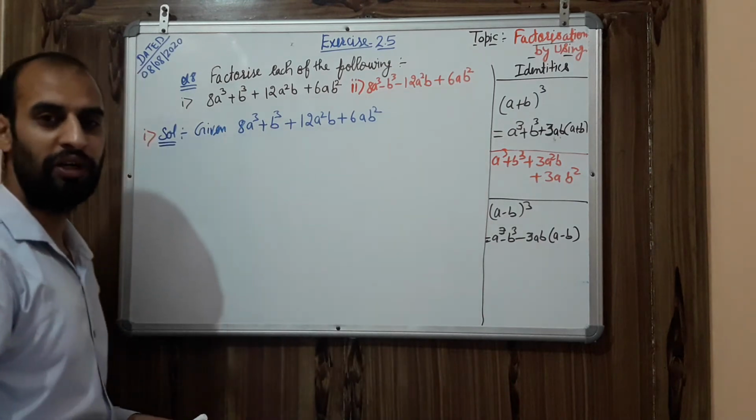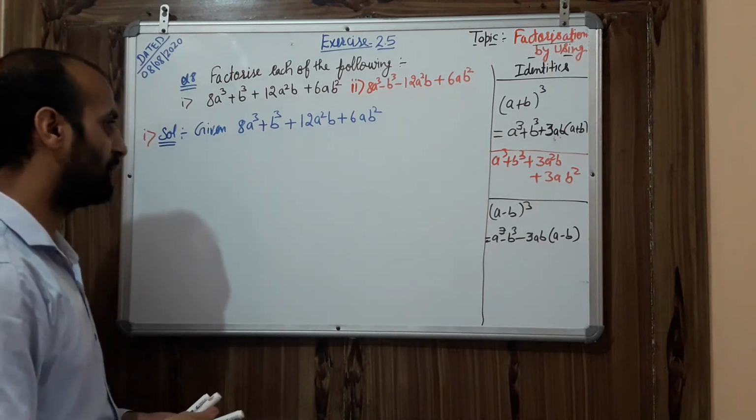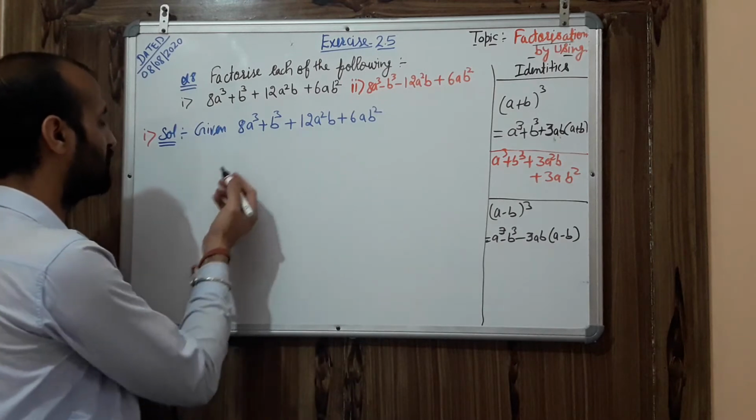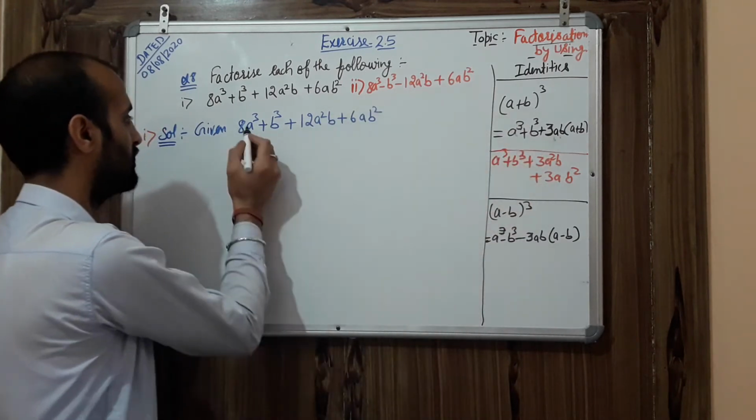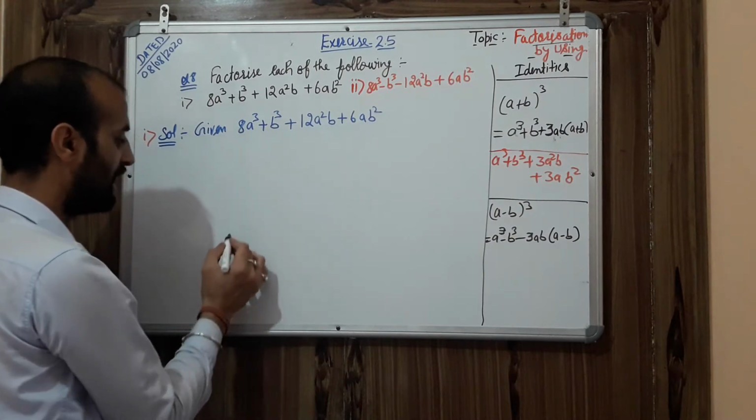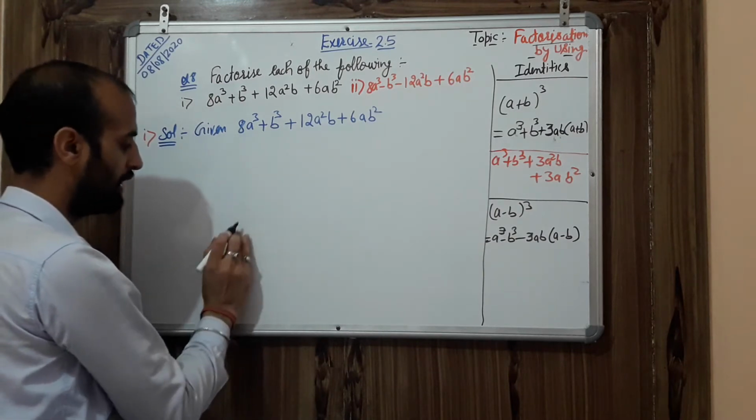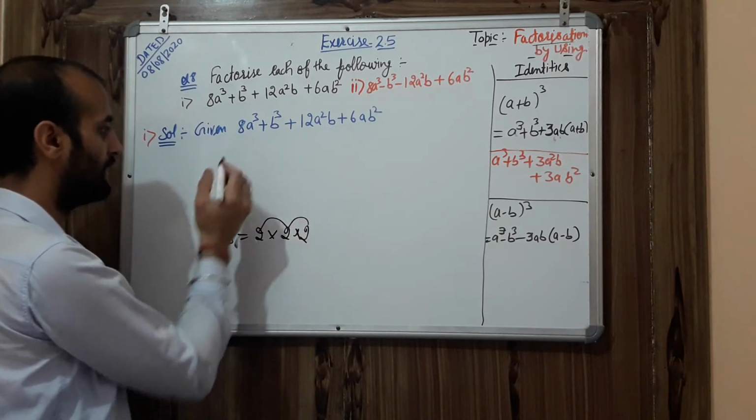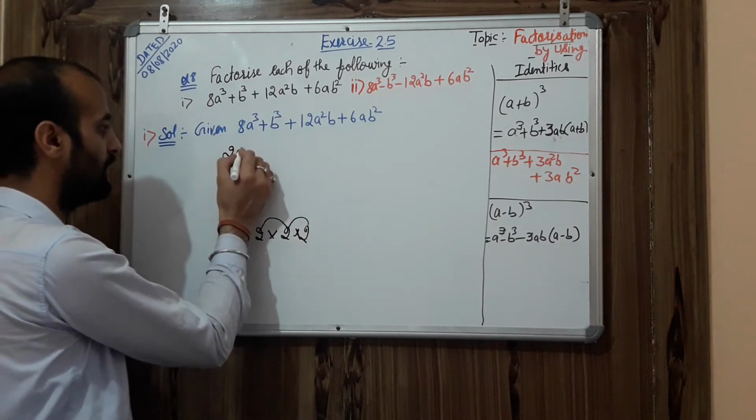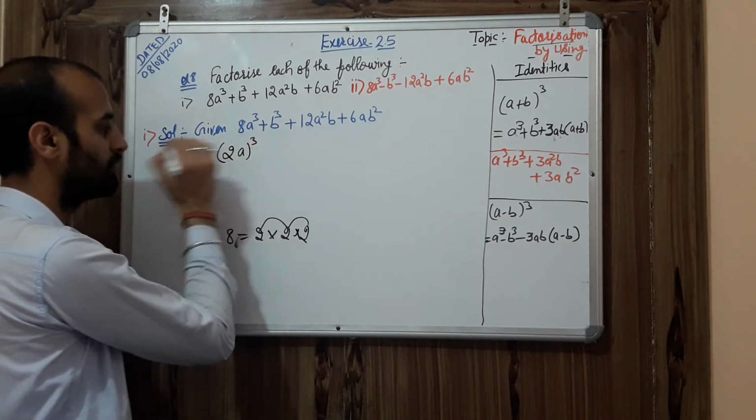So here you have two tricks to solve this question. Let me solve with the first trick. First I am going to make it a perfect cube like this one. So let's see. Here is 8. 8 you can write as 2 into 2 into 2, 2 times 2 is 4, 4 times 2 is 8. That means 2 is also 3 times, a is also 3 times.